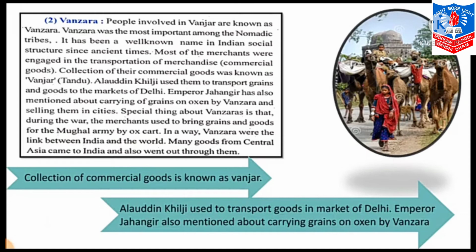Alauddin Khilji used them to transport grains and goods to the markets of Delhi. The Vanzaras loaded oxen and sold grains in the cities, and Emperor Jahangir has mentioned this work of Vanzaras. During war, the Vanzaras used to bring grains and goods for the Mughal army by ox carts. Vanzaras brought many goods from Central Asia to India, and many goods were taken to countries outside India. From this, it can be said that Vanzara was a link between India and the world.